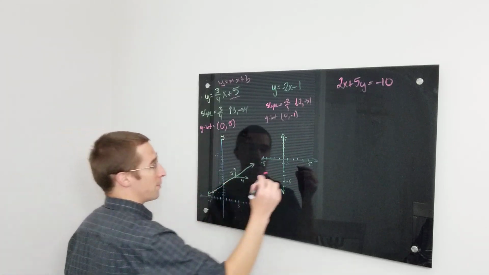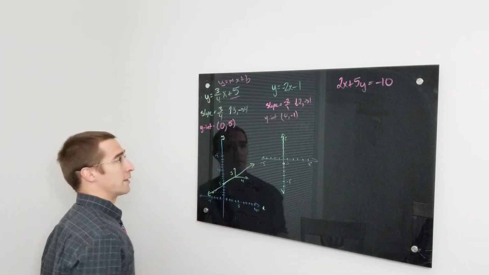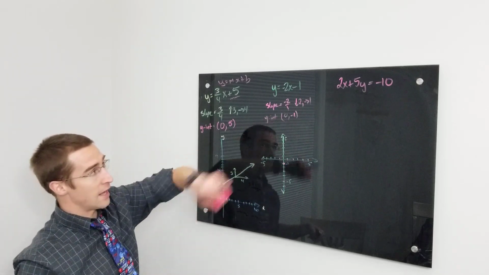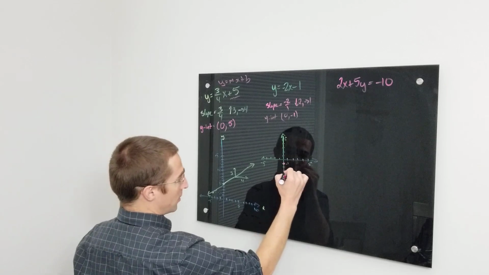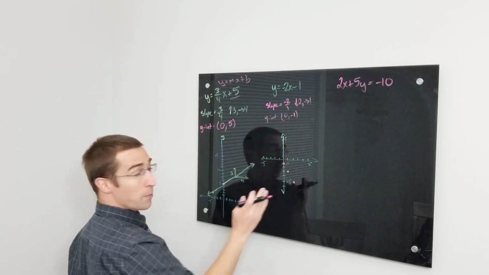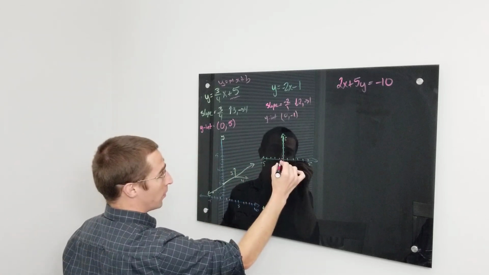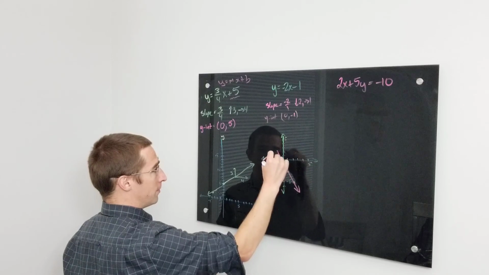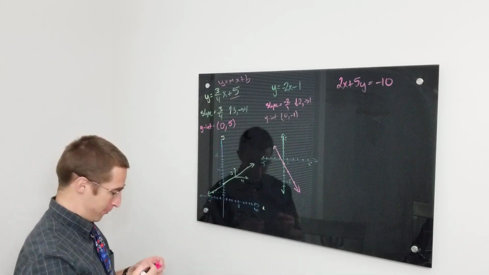Start at the y-intercept, 0, -1. There it is. And then I'm going to go down 2, right 1, down 2, right 1, because it's a -2 for my slope. Or I could go backwards, I could go up and left. So up 2, left 1. And you'll see, wonderful, it's a line.